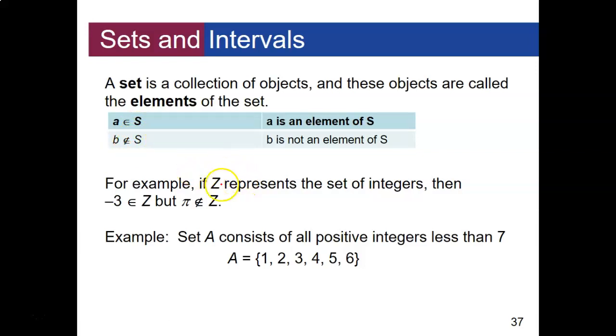Okay, so Z represents the symbol for integers. Like pi, we said, was an irrational number. It would not be in the integers, so it would be not an element of the integers. This is set notation to represent, like, if A is the set of all positive integers less than 7, then we would have this listing here to represent that.